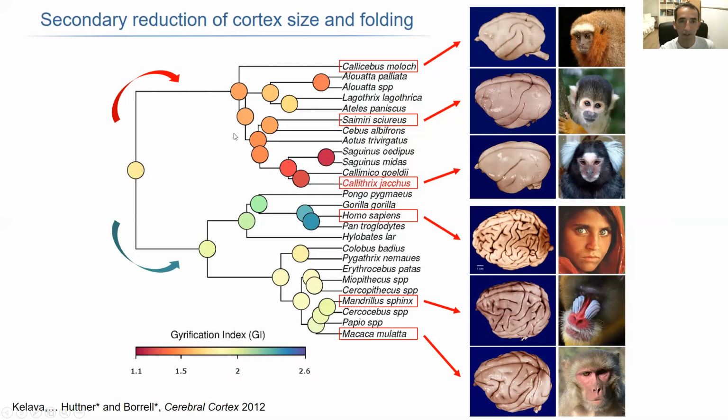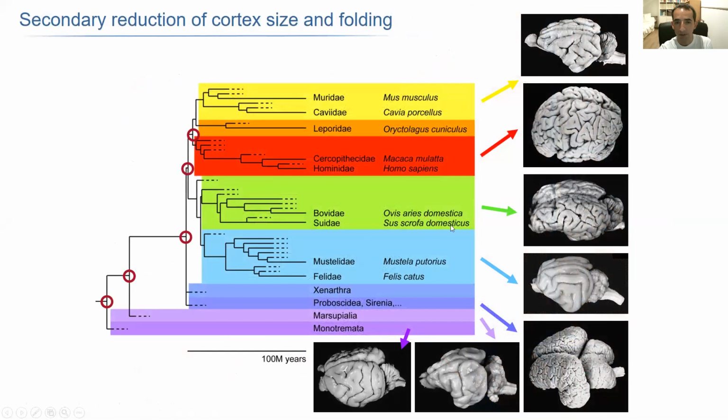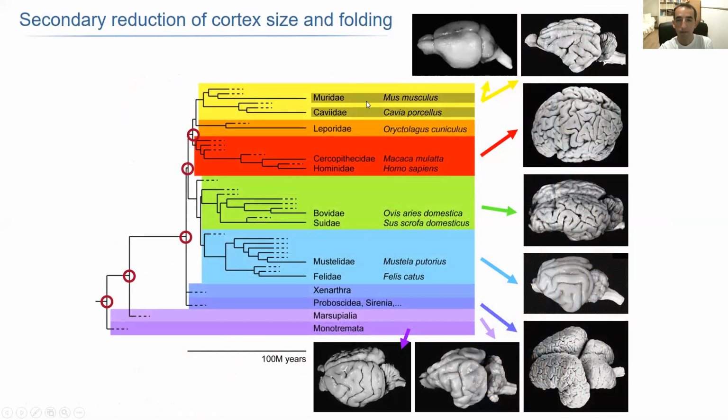So this is something that we can measure and observe in primates. But it occurs not only in primates, but actually in all mammals. And there we find that in small rodents, there was a secondary loss of brain size and brain folding, and that's how we find today the small rodents with a small and smooth cortex.